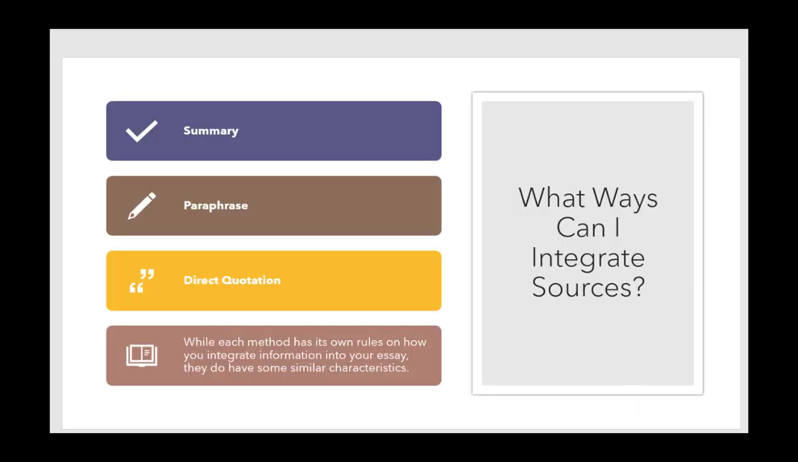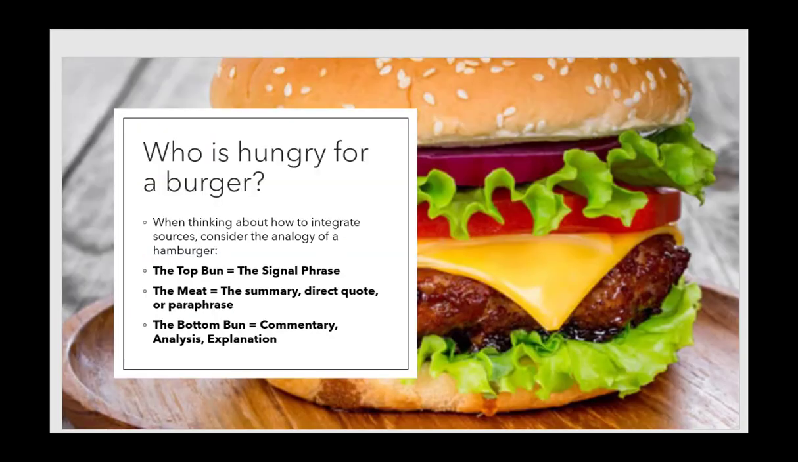We often look at three different ways in which we do this. This is done often through summary, paraphrase, and direct quotation. I'm going to talk about each one of those briefly. And again, as I said before, sometimes they are a little bit more complex than may be presented here. So please be sure that if you have additional questions, you consult the textbook or the online library for more information. One of the analogies that we like to use is the burger, and Graff and Birkenstein talk about that as well, in this idea that there are three methods that we want to consider.